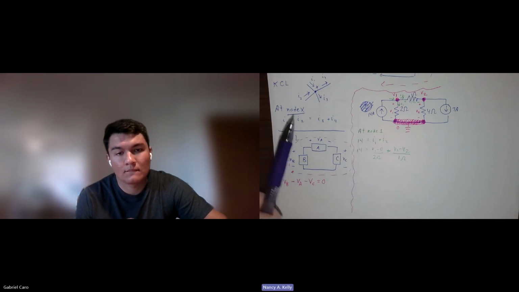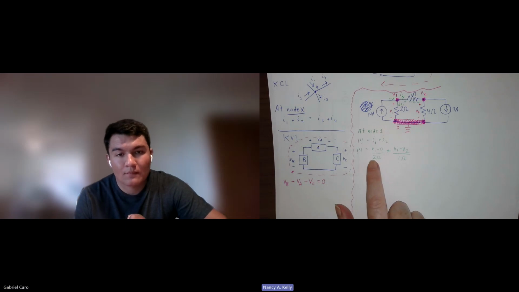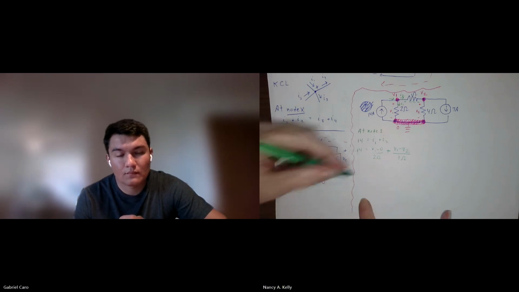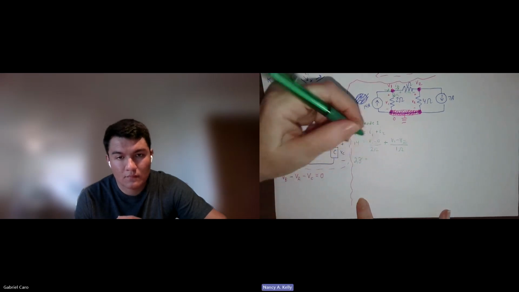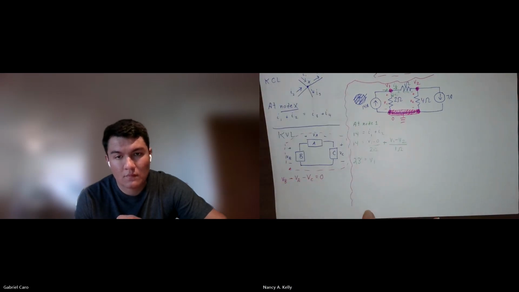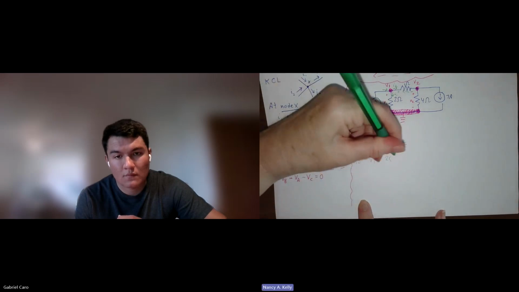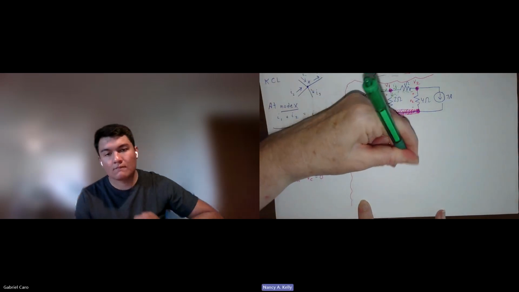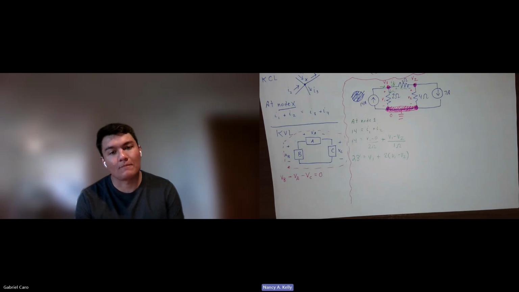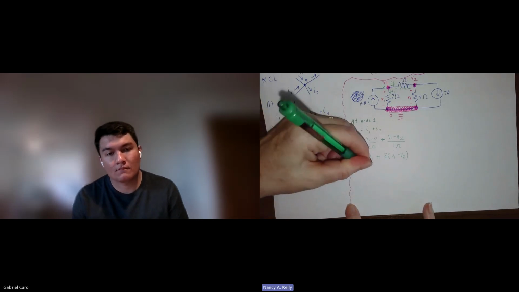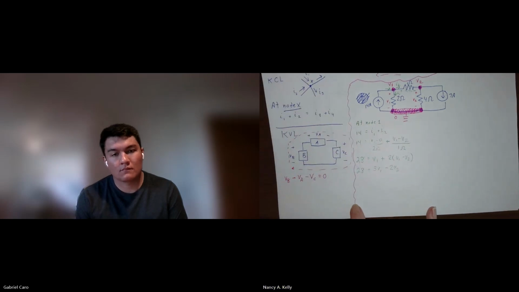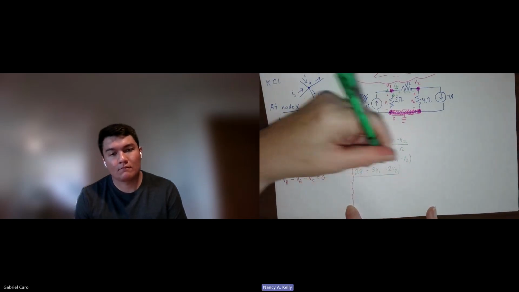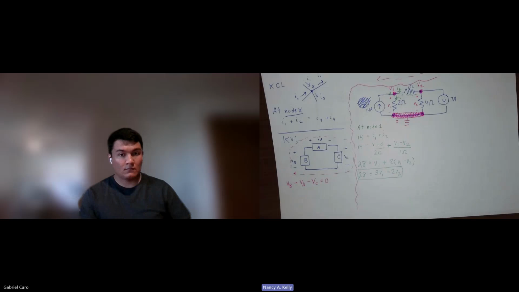And then I want to clean it up a little bit, because I've got some fractions in there. So what I'm going to do next is multiply everything by 2. On the next one, I'm going to have 28 equals V1 plus 2 times V1 minus V2. And then I clean it up a little bit more. I got 28 equals 3V1 minus 2V2. So that's my basic equation for node 1.